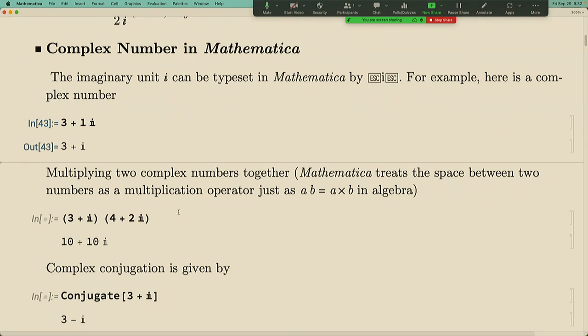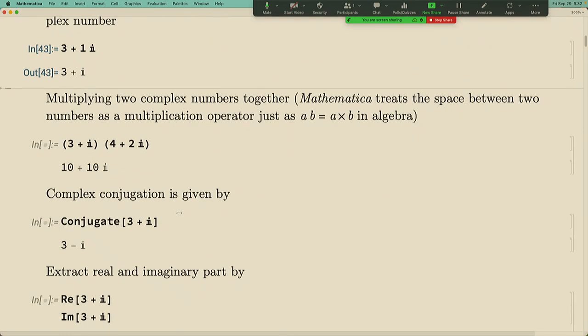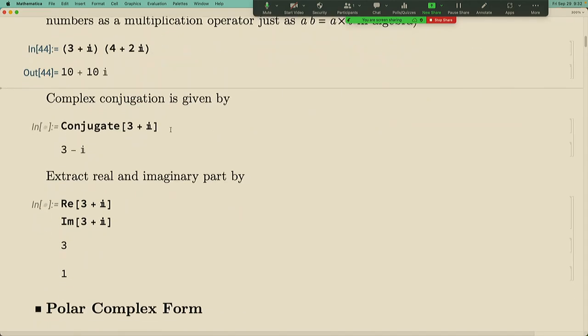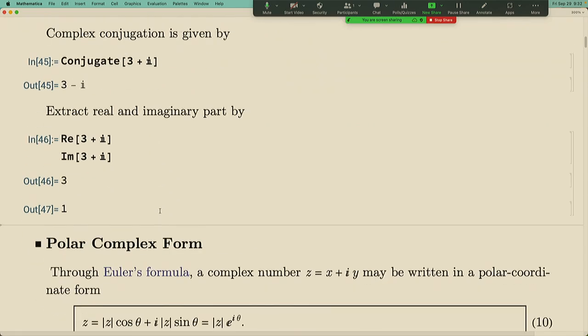You can also do multiplication in Mathematica. You can say 3 plus I times 4 plus 2I. If you type this in Mathematica and press Shift and Enter together, it will give you the result. So instead of doing these algebras by yourself, you can always use these computational tools to do the algebra very conveniently. For example, complex conjugation can be done by a function called Conjugate. And then you can extract the real and imaginary parts using these two functions, like that. Okay, so everything's fine.